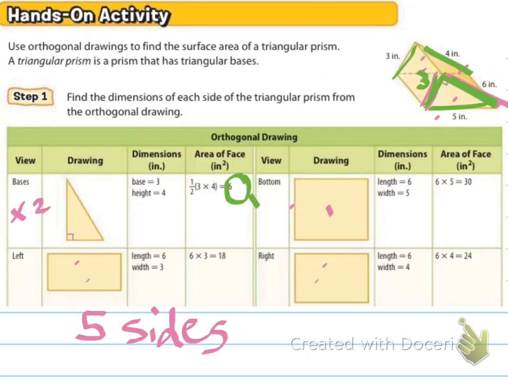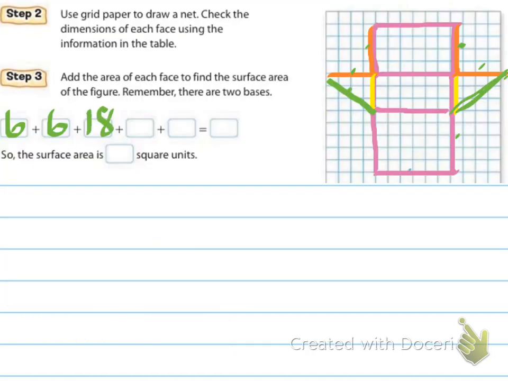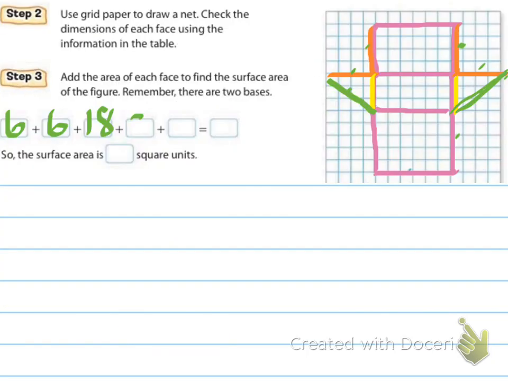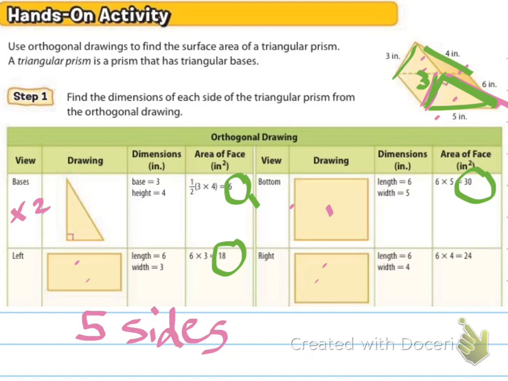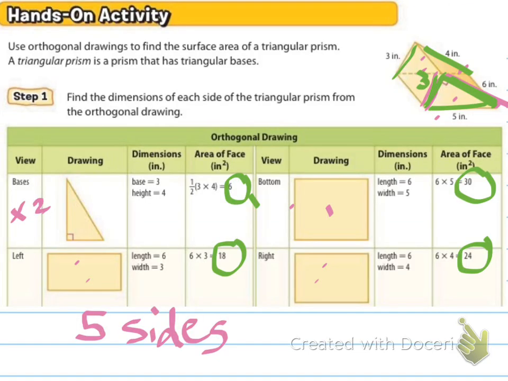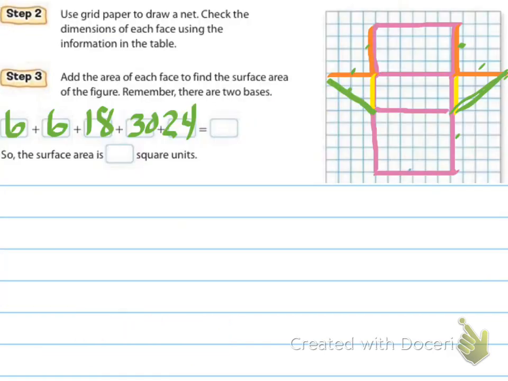Then, if I go back here, I know that one of my sides is going to be 18. And then one of my sides is going to be 30. Or I should say faces. And then one of them is 24. And so we're going to add up these 5 numbers, because again, you should have 5 numbers because there are 5 sides. That's what we said right here, 5 sides. And so we're going to add all of these up.